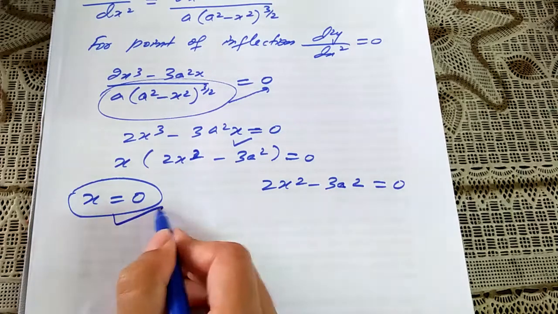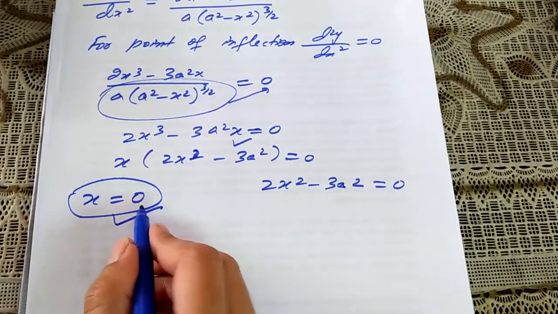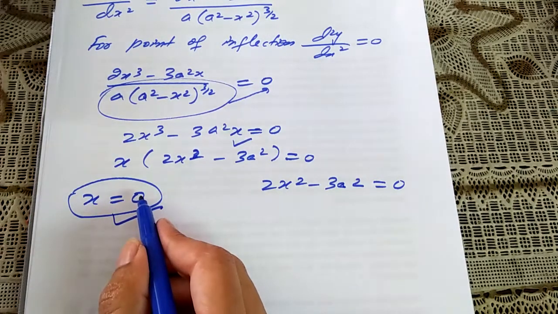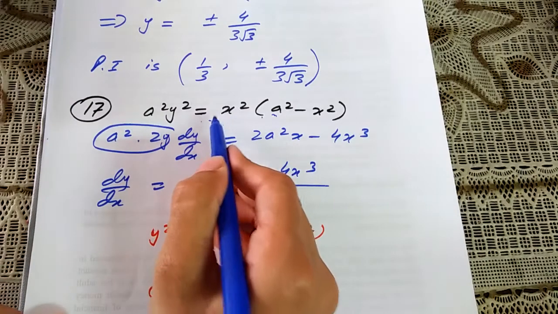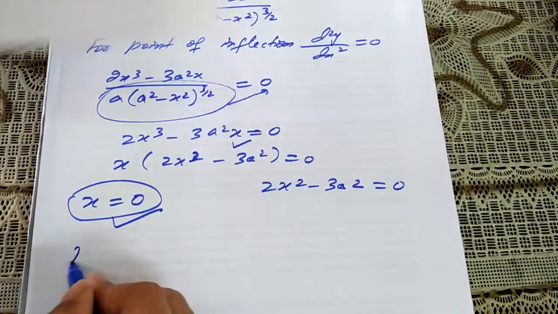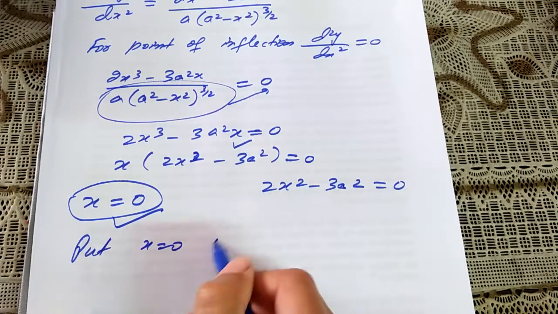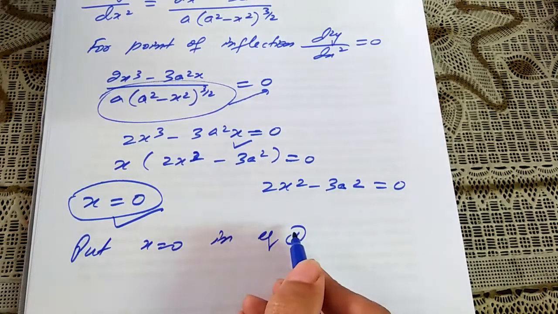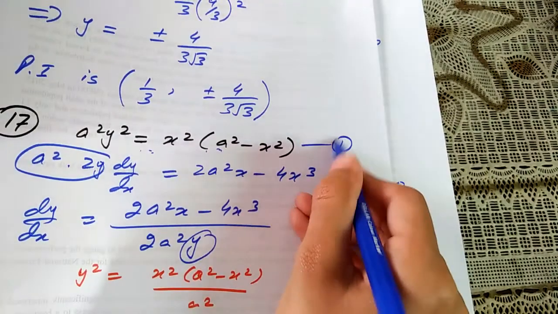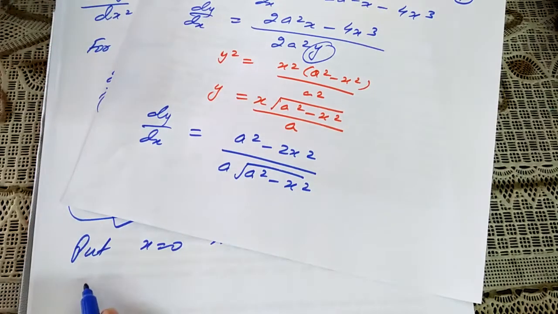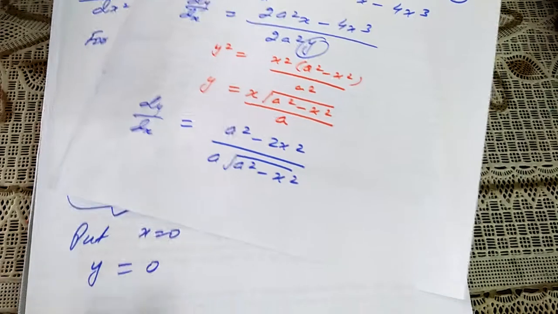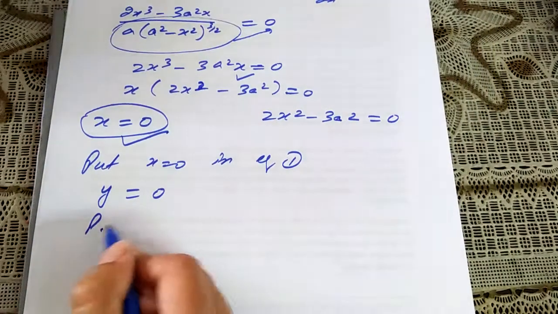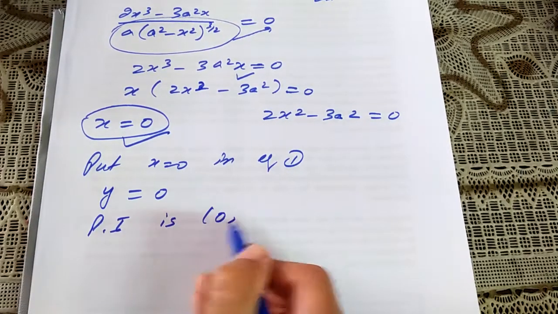So consider this point x is equal to 0 and put this x is equal to 0 in this main function. On putting it, put x is equal to 0 in equation number 1. Mark this equation as equation number 1. We will get here y is equal to 0. So this means the point of inflection is 0, 0.